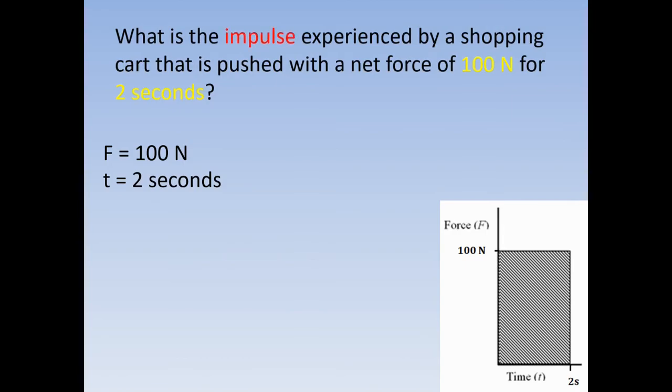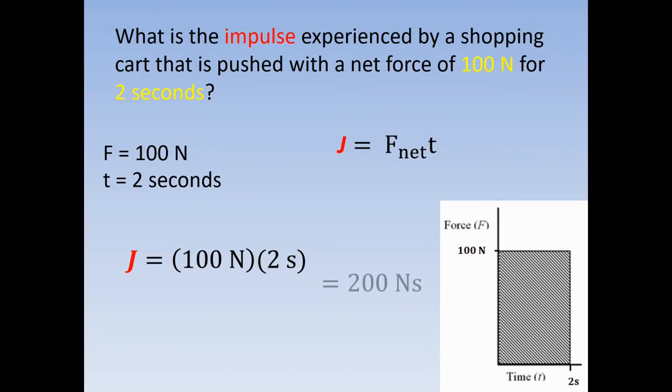That gives us that equation then of the net force times the time equal to the impulse. So our net force is 100 and our time is 2 seconds. So our impulse is 200 newton seconds.